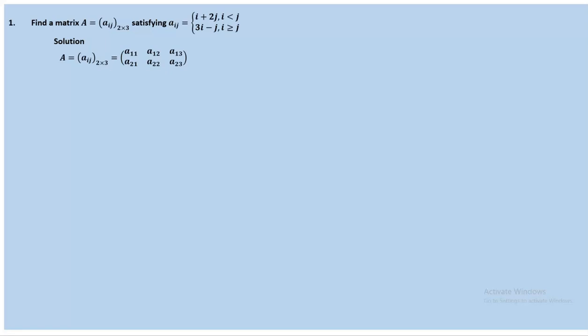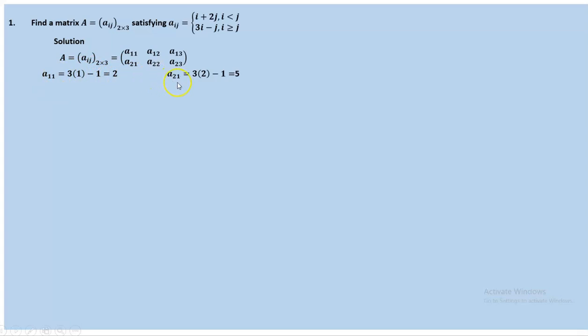So what I need to do next is look at the subscripts. The first one is A11. As you see, A11 has i value 1 and j value 1, so i is equivalent to j. In the case where i is equivalent to j, you need to use the lower expression, 3i minus j. So you put 1 in i and 1 for j, so 3 times 1 minus 1, which actually is 2.